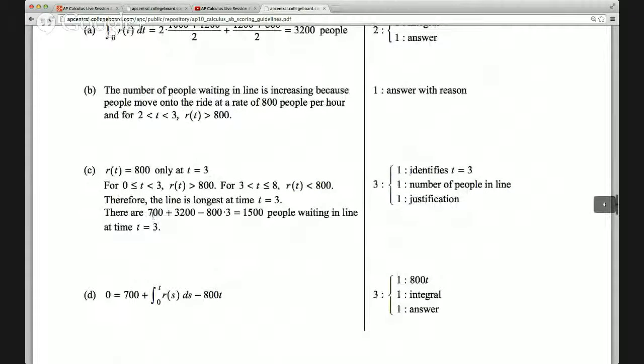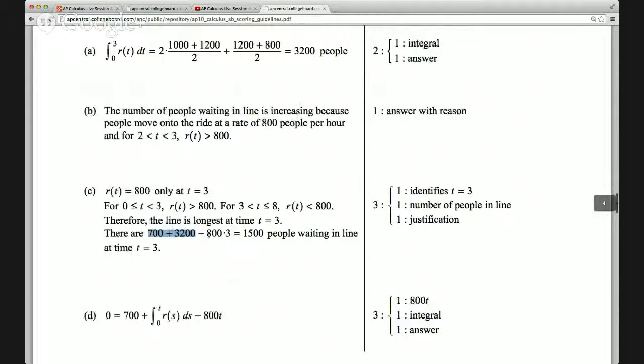Okay, so that's the 700 plus 3,200. But we've put some people on the ride in that time at a rate of 800 per hour, and we've been there for 3 hours. So 800 times 3 is the number of people who have gotten off the line in those 3 hours. 3,200 is the people who've gotten in the line in those 3 hours, and 700 is where we started. So if we add those up and subtract, we will get 1,500 people waiting in line at time t equals 3.